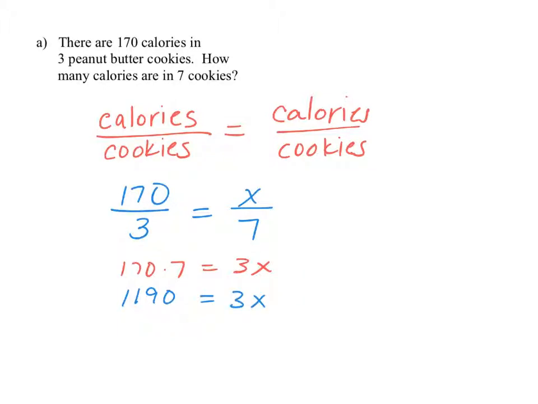By dividing by 3, we see that x is equal to 396.7, and that is the number of calories that you will have in 7 cookies.